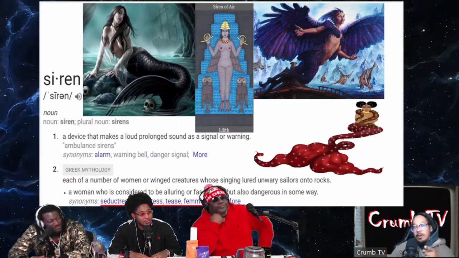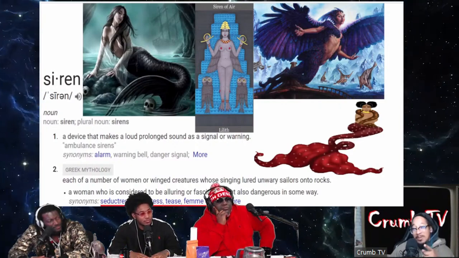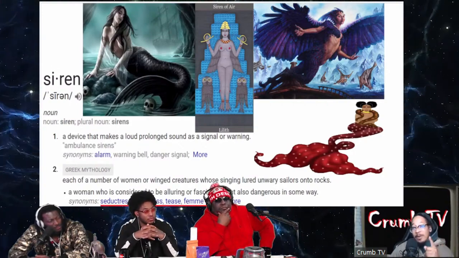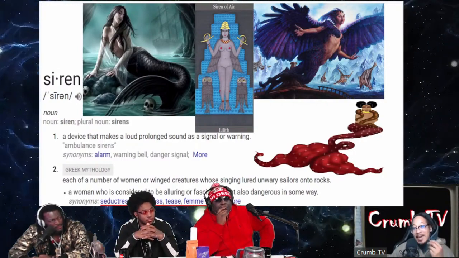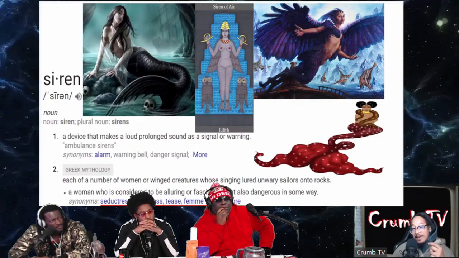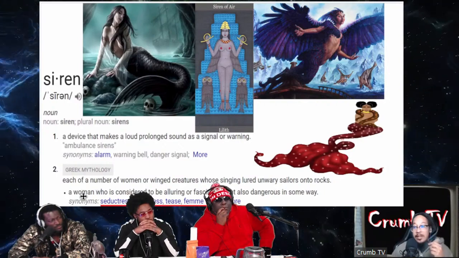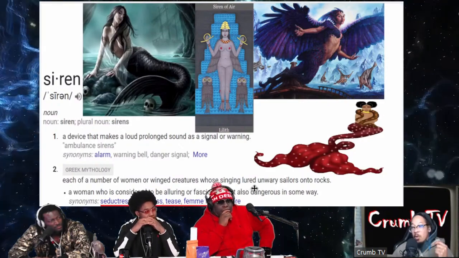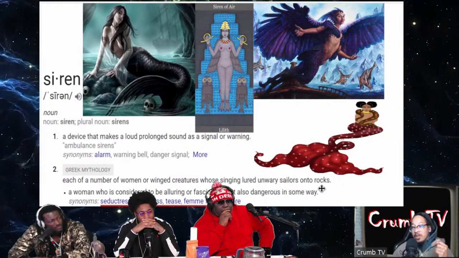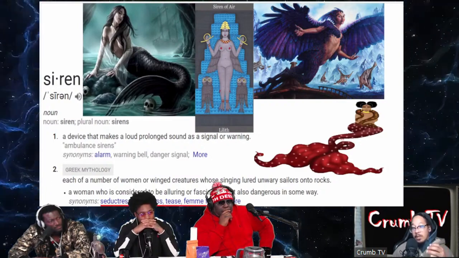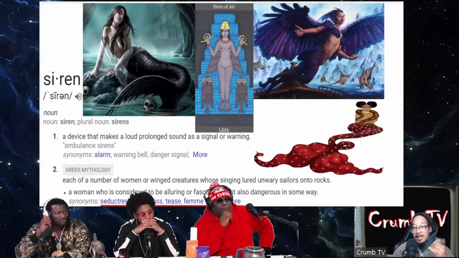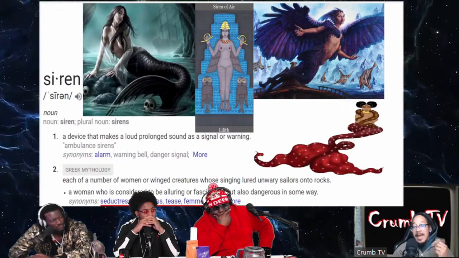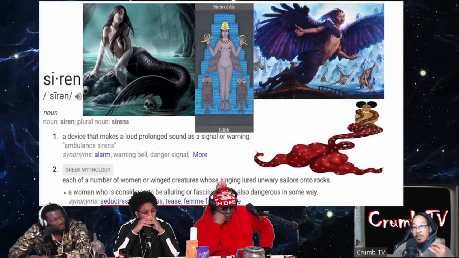Now, you'll definitely learn a lot just reading those comic books. So that comic book that I read at the very beginning of the PowerPoint, she was a siren. And a siren, if you look at that second definition, it says Greek mythology: each of a number of women or winged creatures whose singing lured unwary sailors onto rocks. But if you focus on the red underline, synonymously, a seductress, temptress, a tease, or a femme fatale. This is a dangerous woman.